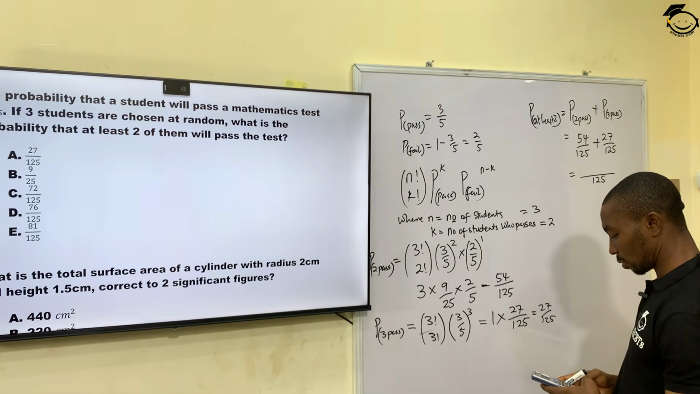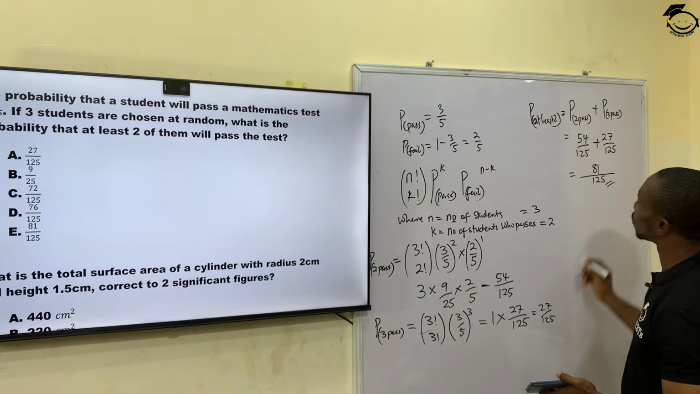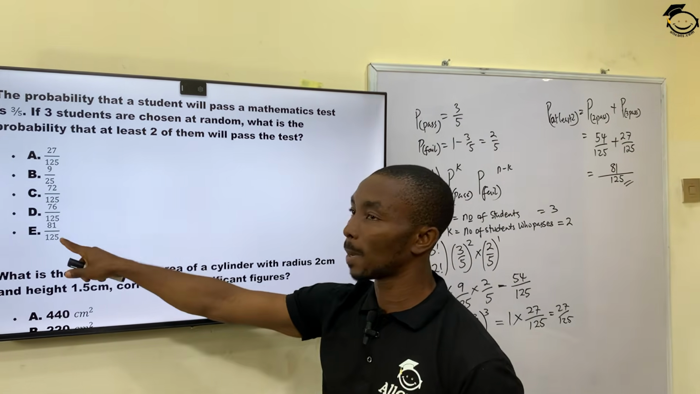54 plus 27 gives us 81. So our answer would be 81 over 125, which is option E.